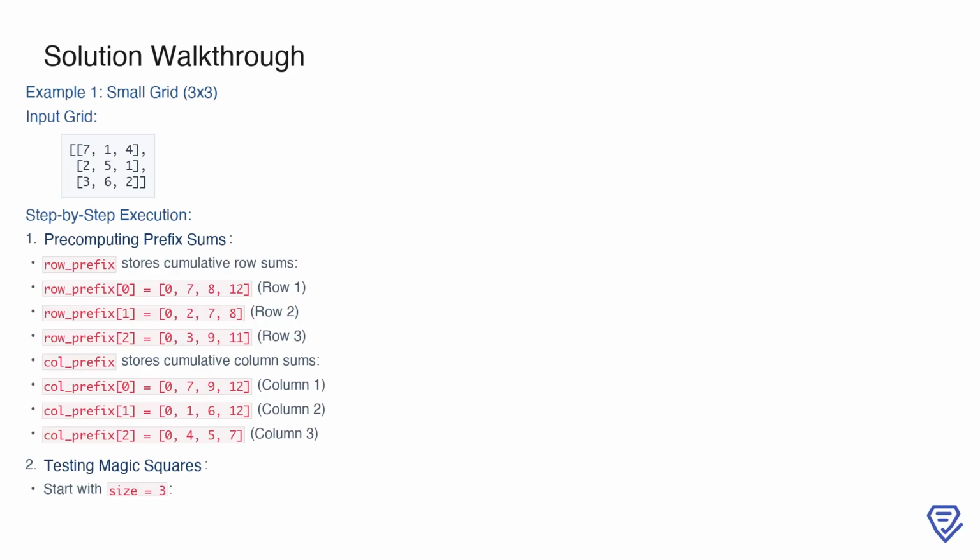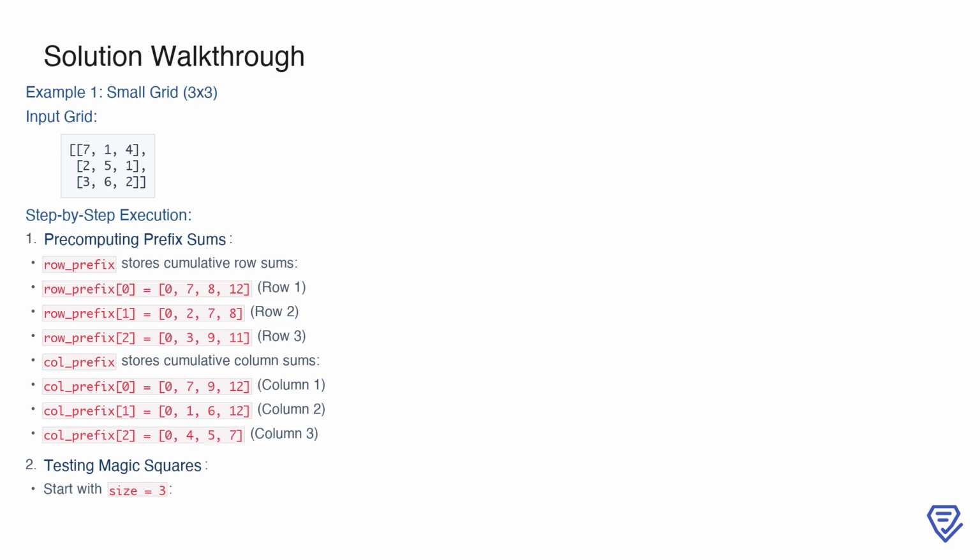The row_prefix array holds the cumulative sums for each row. For example, the first row's prefix sums are 0, 7, 8, 12, where each value represents the sum of elements in that row up to the respective column. Similarly, col_prefix captures cumulative sums for each column. For instance, column 1's prefix sums are 0, 7, 9, 12. With these prefix sums pre-computed, we can efficiently check subgrids of various sizes.